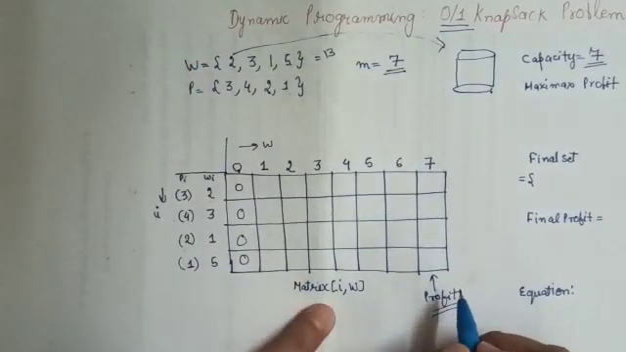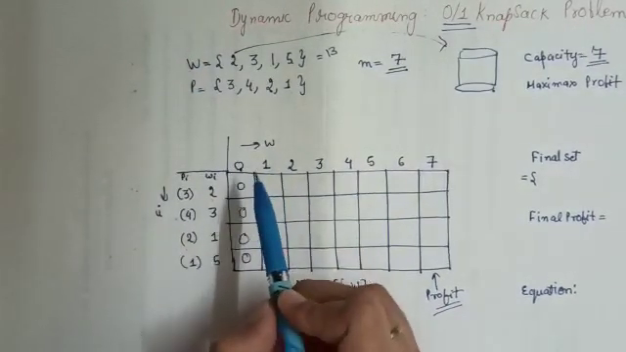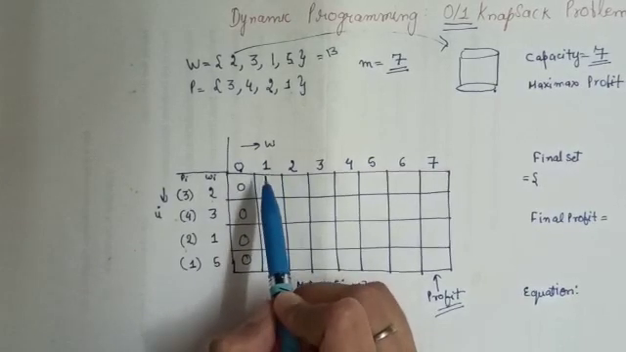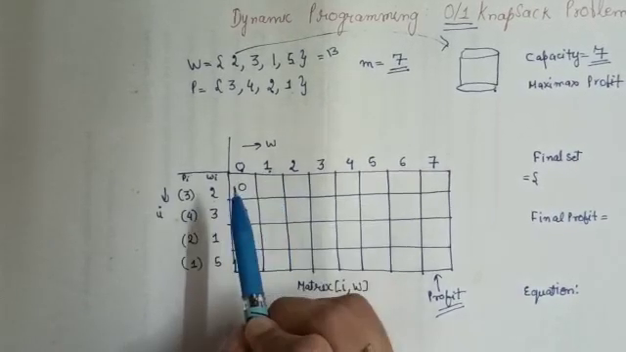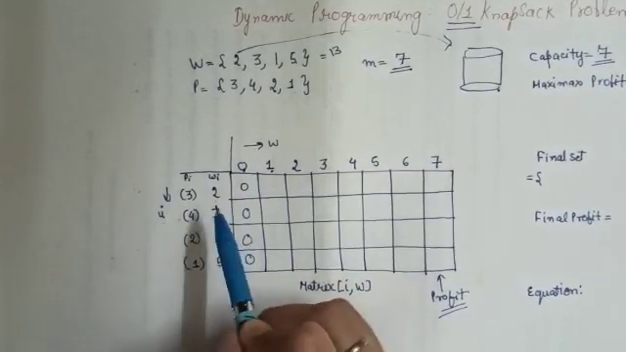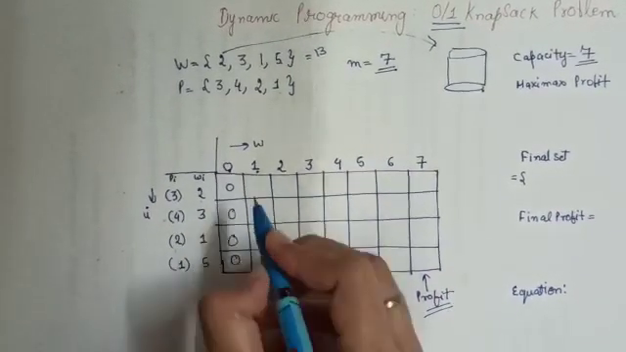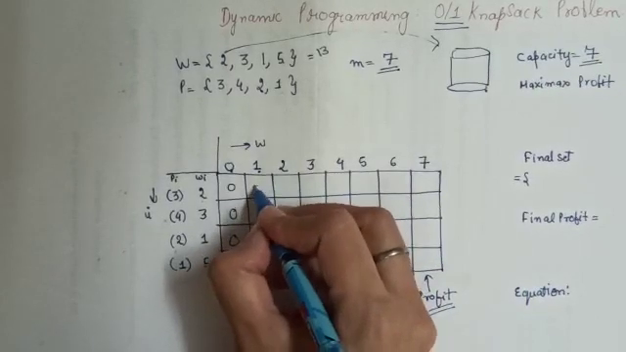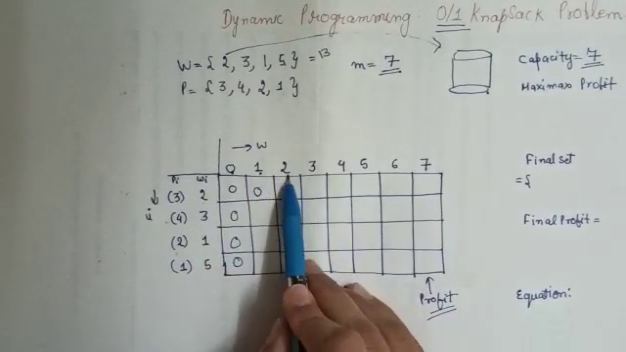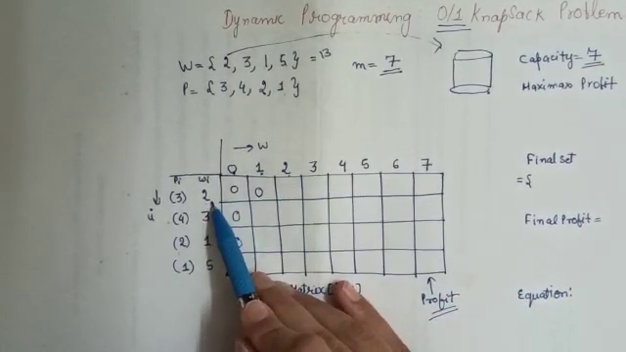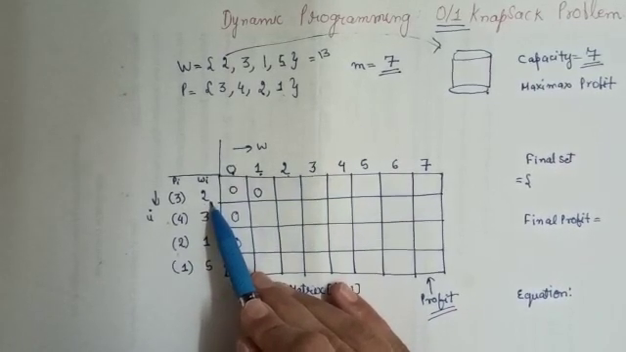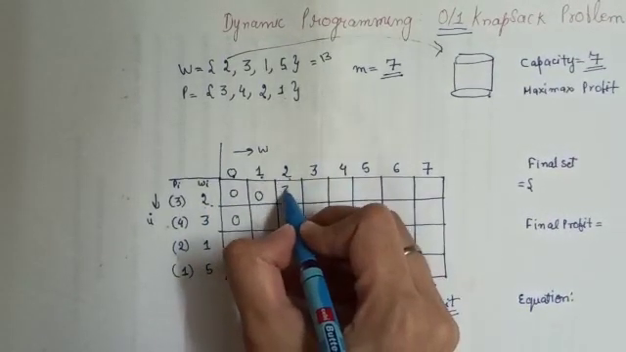Now again, if the capacity of the bag is 1, can I add an item of weight 2 in the bag of capacity 1? No, I cannot add. So the profit is again 0. If the capacity of the bag is 2, can I add an item of weight 2? Yes, definitely I can add. The profit is 3.